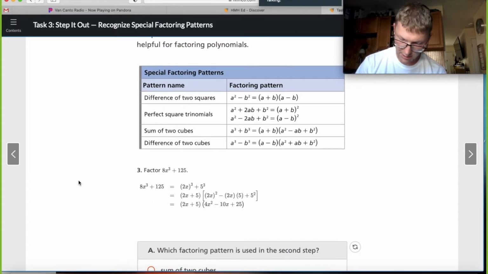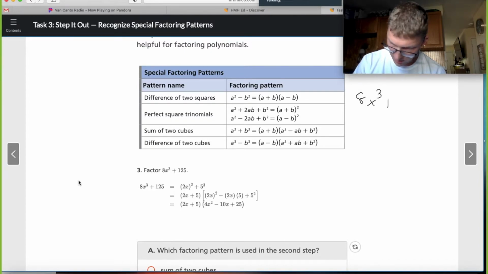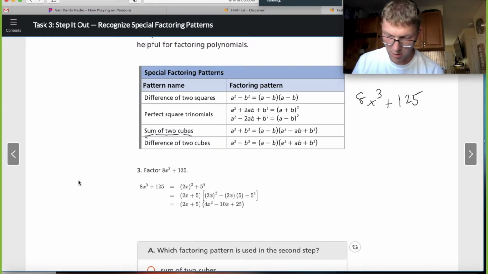So here it says factor 8x cubed plus 125. So immediately I'm thinking, I wonder if this is the sum of two cubes. So I've got an x cubed here, and 8 I can figure out in my head. 2 times 2 is 4. 4 times 2 is 8.